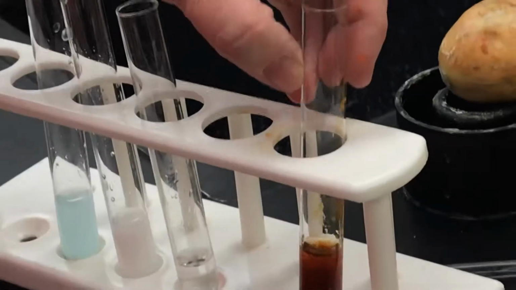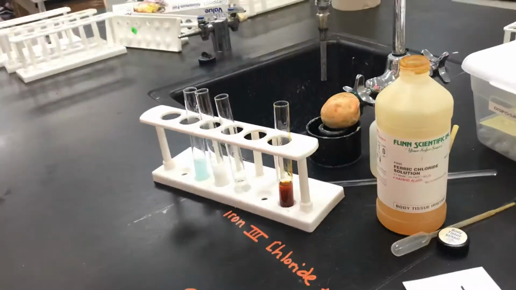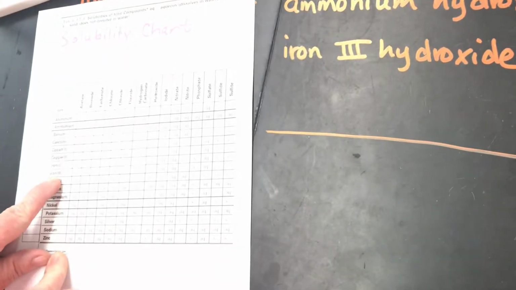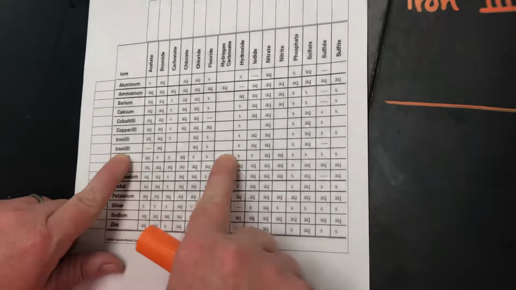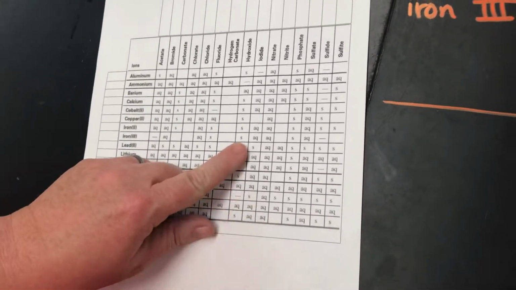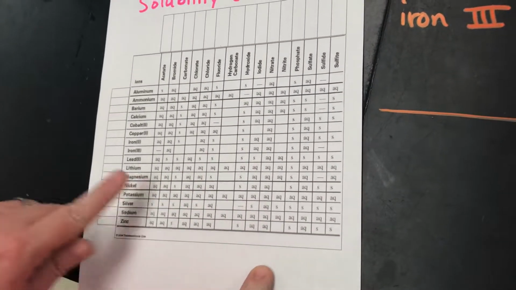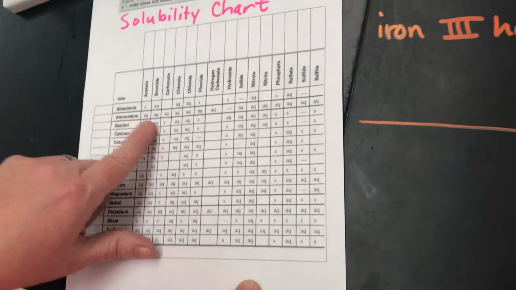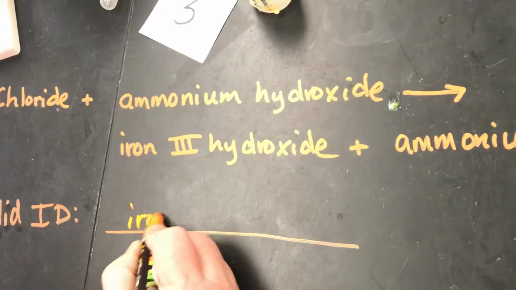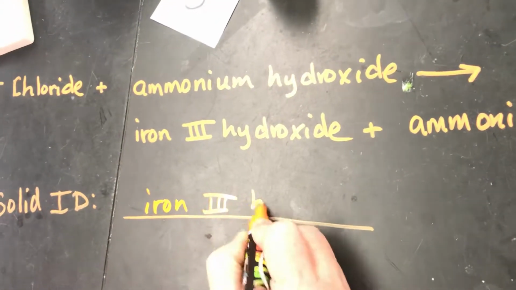formed, and we can use the solubility chart to determine. We have iron 3 hydroxide. It says that that's a solid, and ammonium chloride it says aqueous, so the solid ID here is iron 3 hydroxide.